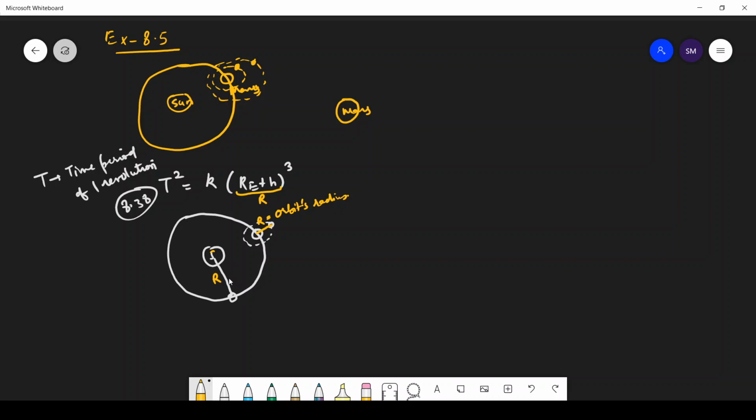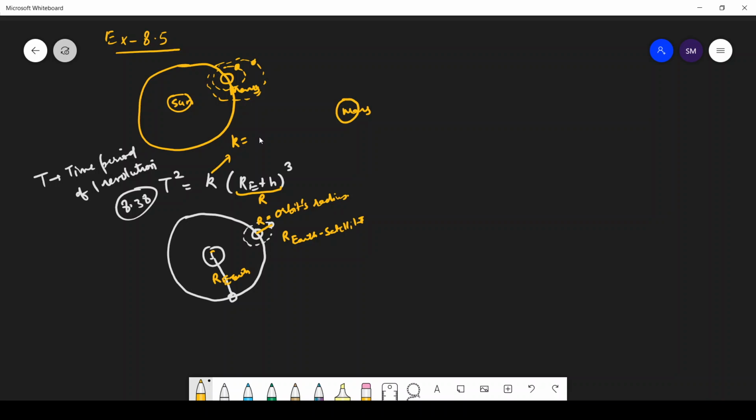One will be, so this R is between the Earth and sun, and this radius is between the Earth and satellite. So we will have two situations, so we need to be careful about this. Now what is this K here?